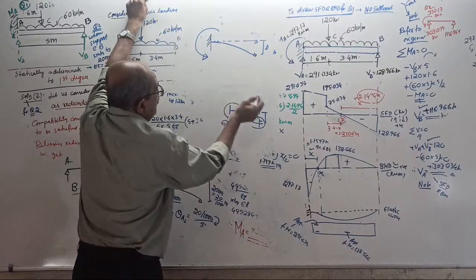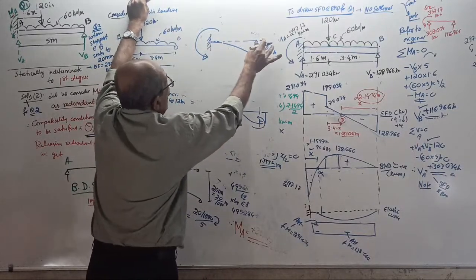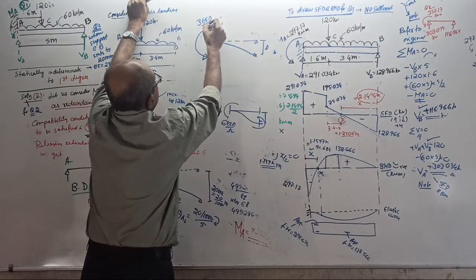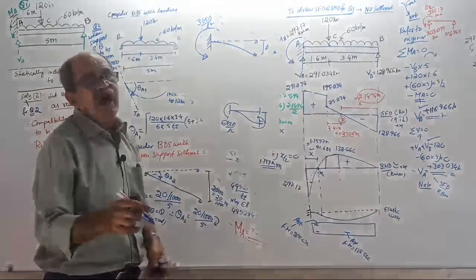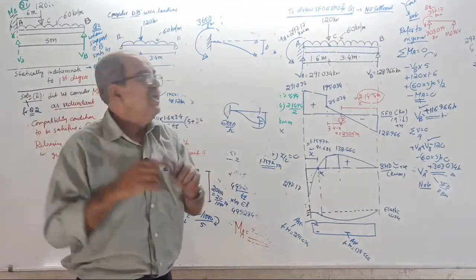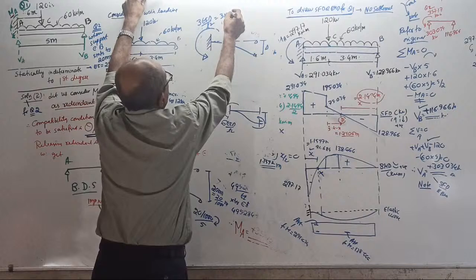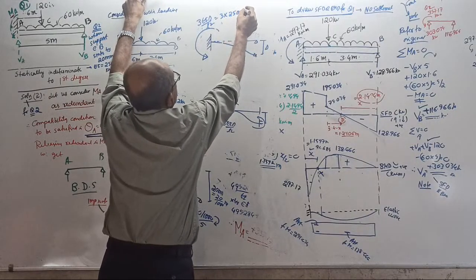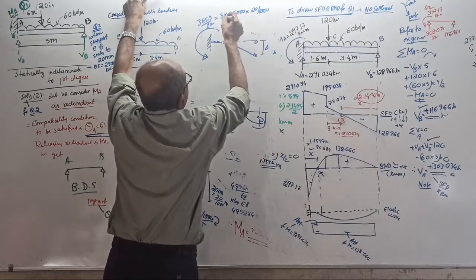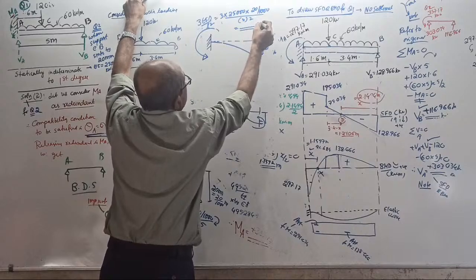But that is when both ends are fixed. If one end is fixed and the other is a prop, with no moment at the prop, it will be 3EIΔ/L². It is a formula. Today you believe me. Substitute: 3 into 25,000 into Δ, which is 20 by 1000, divided by 5 squared. Tell this moment in kilonewton meter.